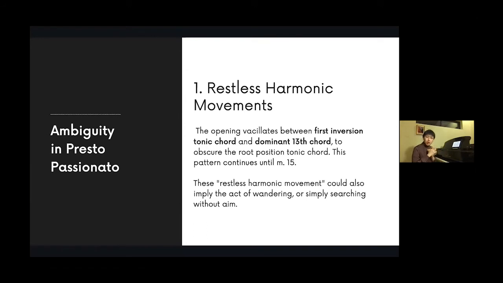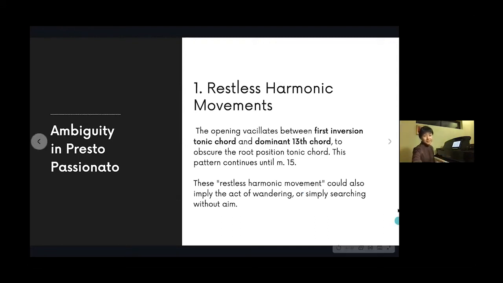It kind of obscured the root position chord by doing a first inversion and dominant 13th chord. So first of all, you think it's ambiguous because it keeps changing and keeps repeating itself. And second of all, it could also mean the act of wandering. It just keeps on wandering, simply searching without aim. So that's one romantic idea that he poured on these chords.